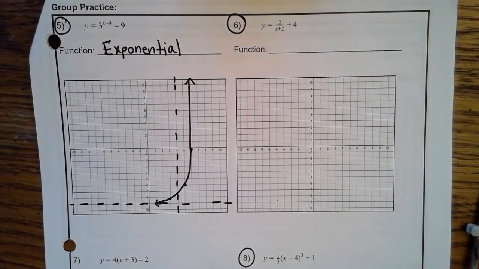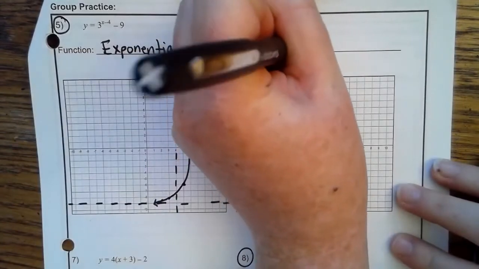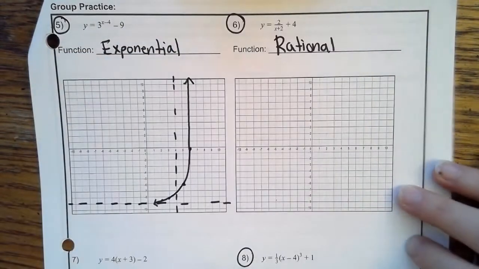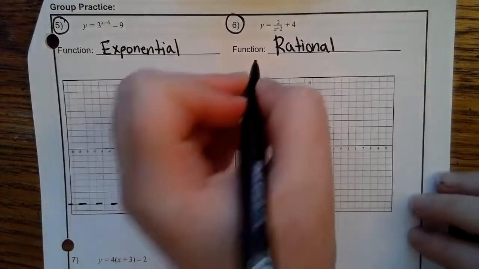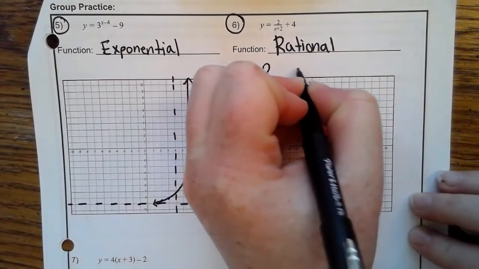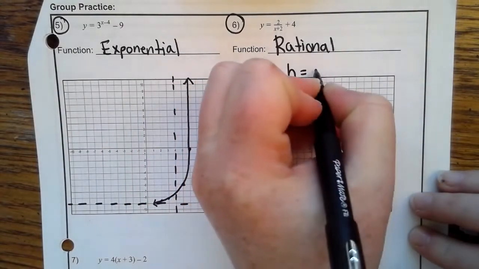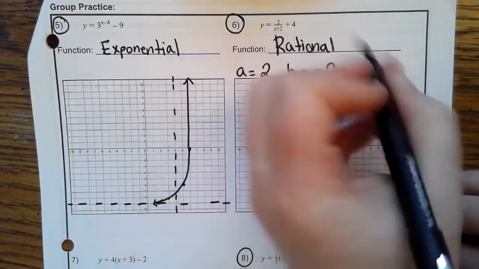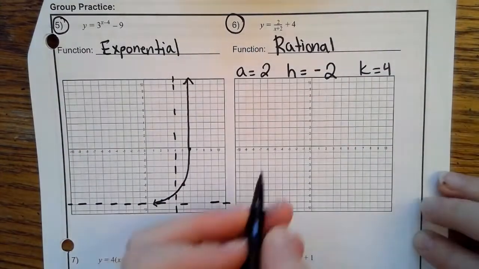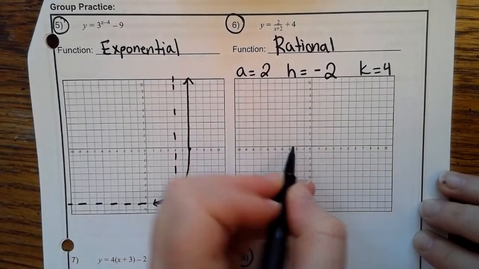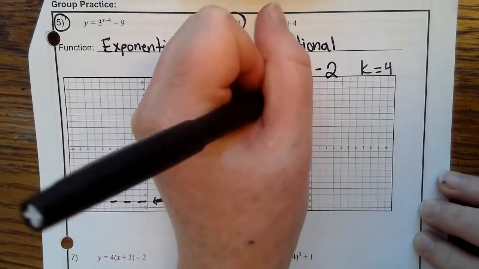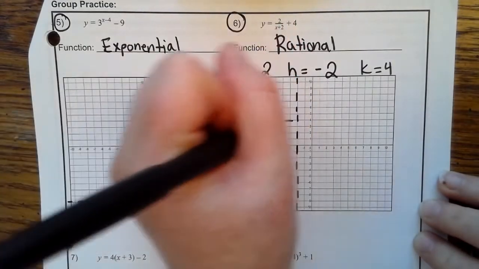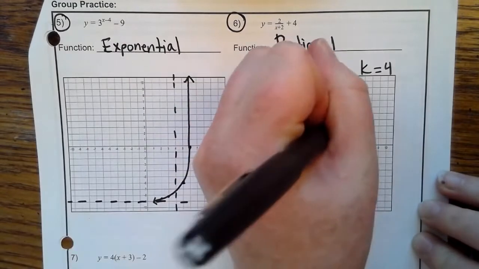So number 6 is a rational. And I always say that rationals are the most intimidating to look at, but actually, in my opinion, the easiest to figure out. So I would say that my A equals 2, my H equals -2, so I do the opposite, and my K equals 4. So I'm going to draw in my HK with these dashed lines. And remember, you can make a table for this if you want. I'm not going to because I think it's really easy to just graph them.